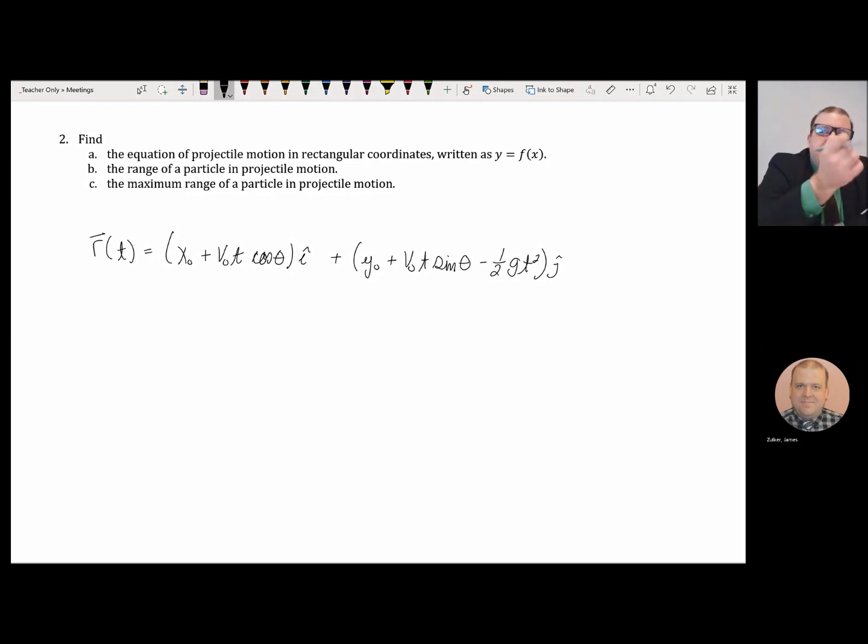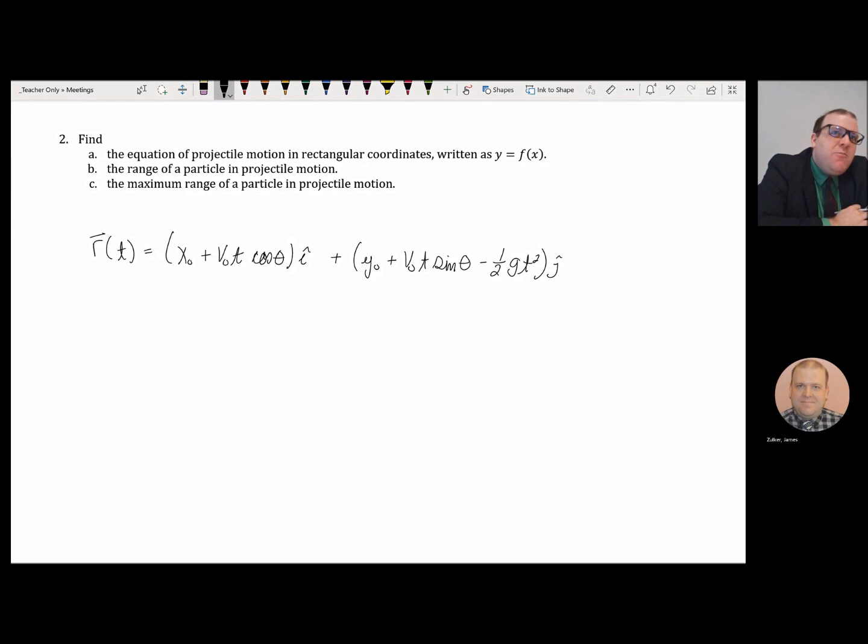X naught, Y naught is its starting point, right? And V naught is the initial speed or launch speed. Theta is the angle it's launched at with respect to the horizontal. X naught is the X coordinate, Y naught the Y coordinate of the starting position.